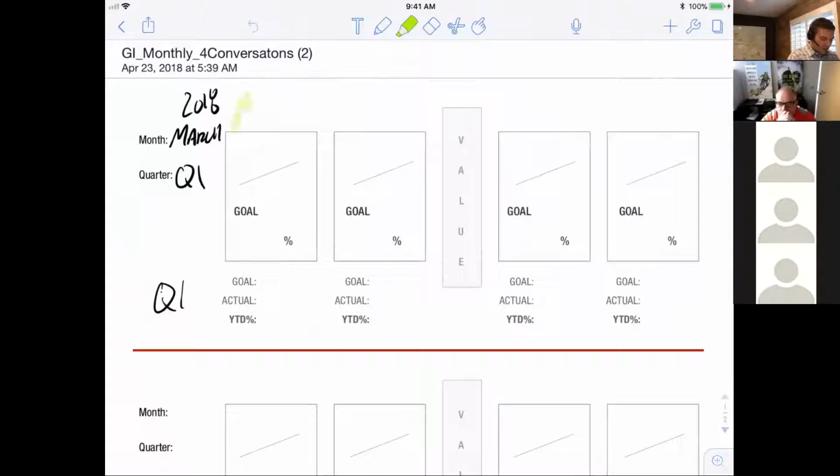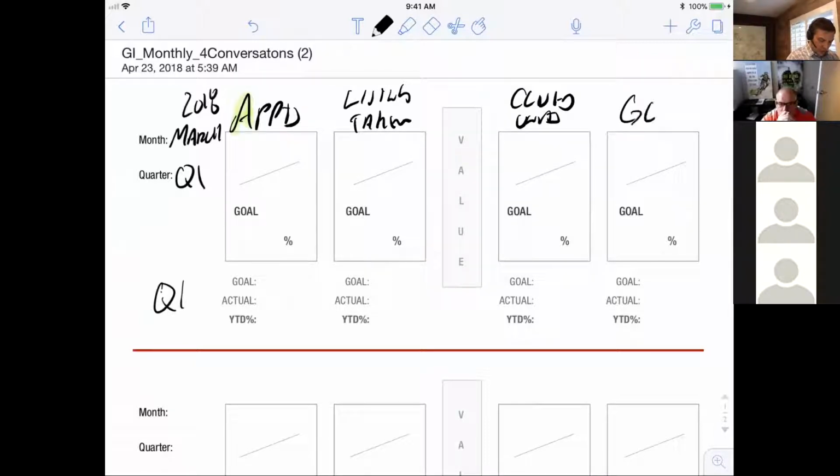So I pull this sheet out, I have it right next to my multi-year trend report, and I write in the 4 conversations, which are appointments, listings taken, closed units, and GCI. Those are our 4 conversations. Those are the things we're tracking. Everything else is a story around these 4 conversations.